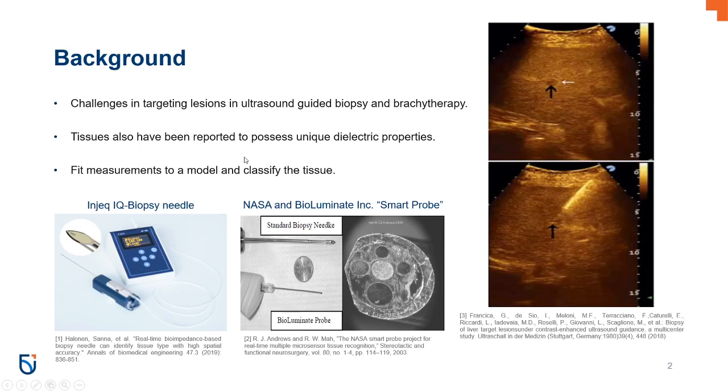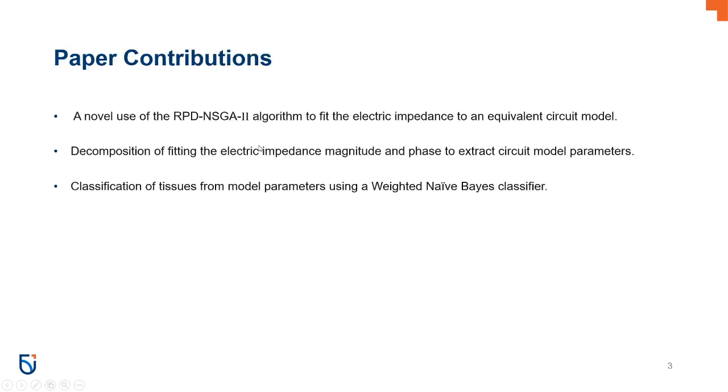So how can we go from electric impedance measurements and classify tissue? In this paper, we explored the use of the RPD-NSGA-II algorithm to fit the electric impedance to a model. From there, we can decompose the problem into fitting the electric impedance phase and magnitude to determine these model parameters. And from those model parameters, we can classify the tissue using a weighted naive Bayes classifier.